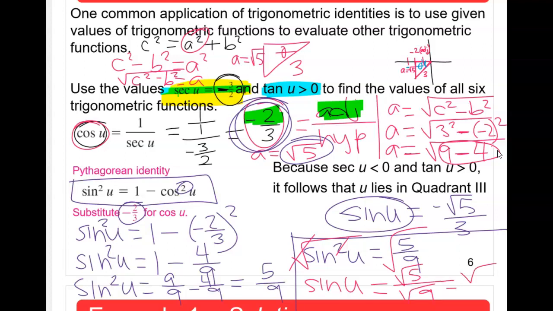And the square root of 5, because it is an irrational number, we will leave it like that. We don't want to approximate it. And then the square root of 9 has an exact value. It's a perfect square. It's a 3. But remember that we were working in quadrant 3, and in quadrant 3, sine is negative. So we still need to consider that when we give our answer. And so there we have it. Sine is negative square root of 5 over 3.